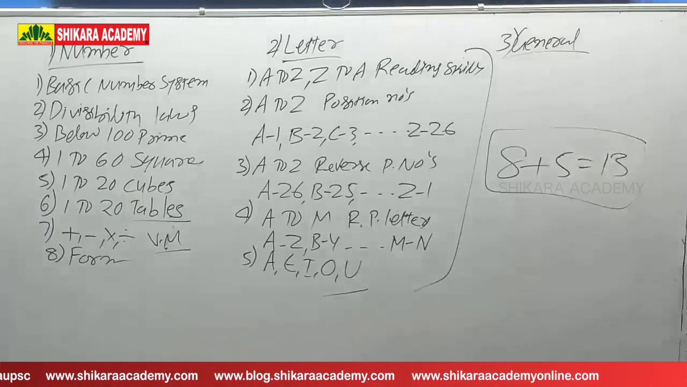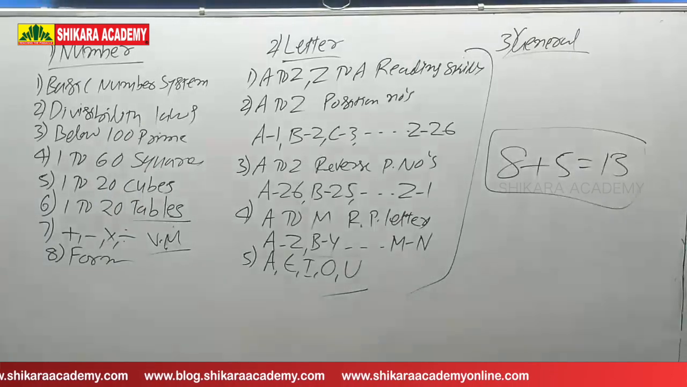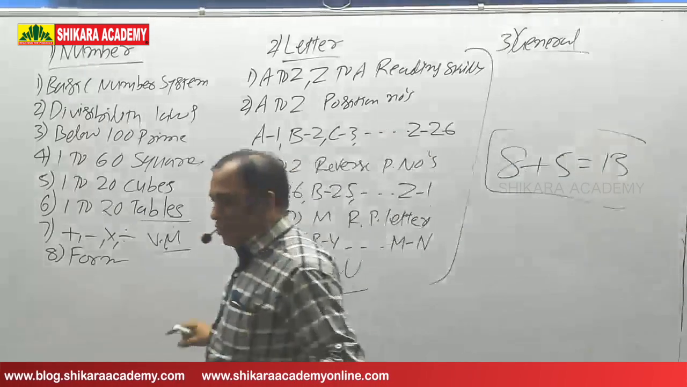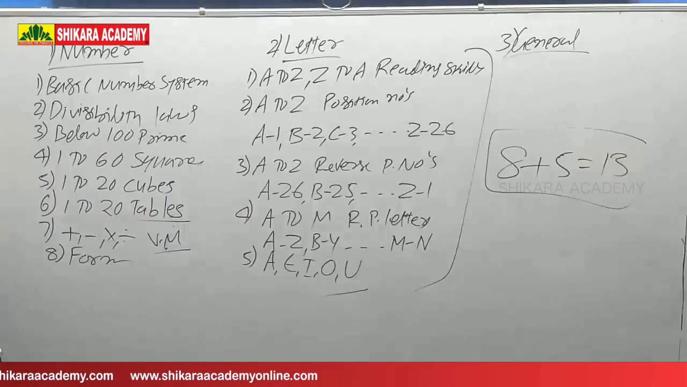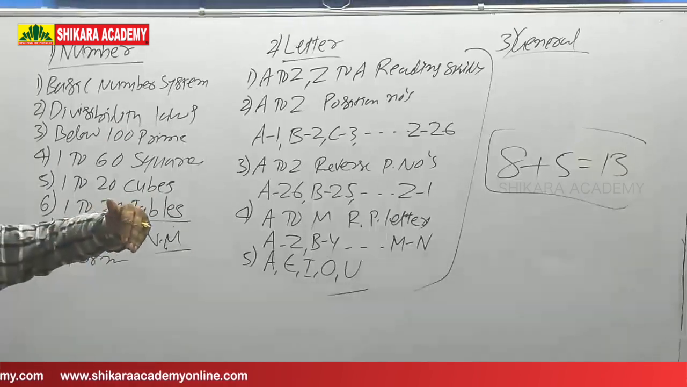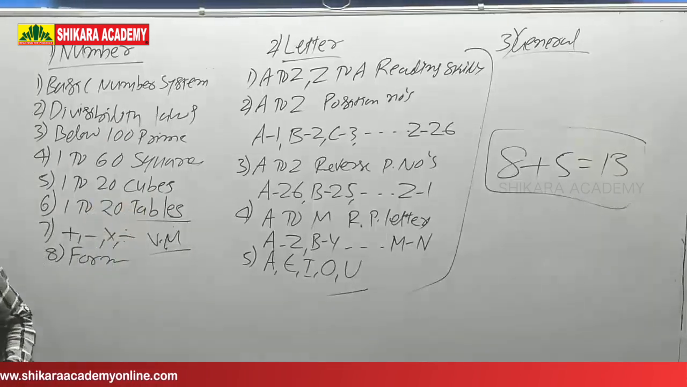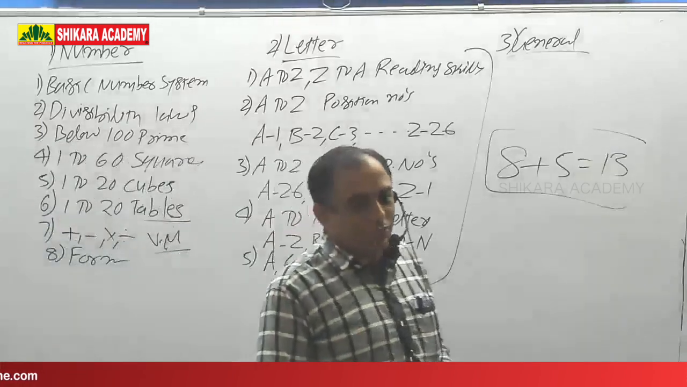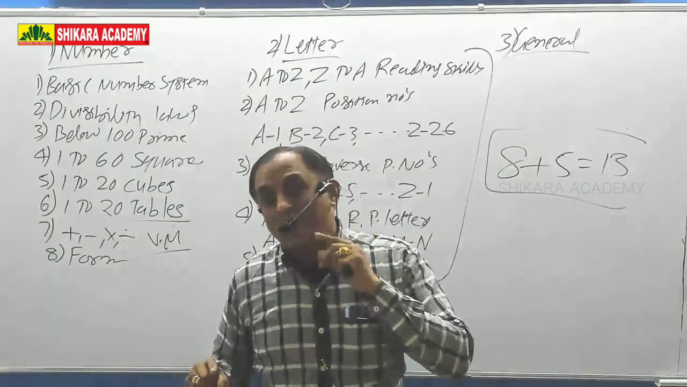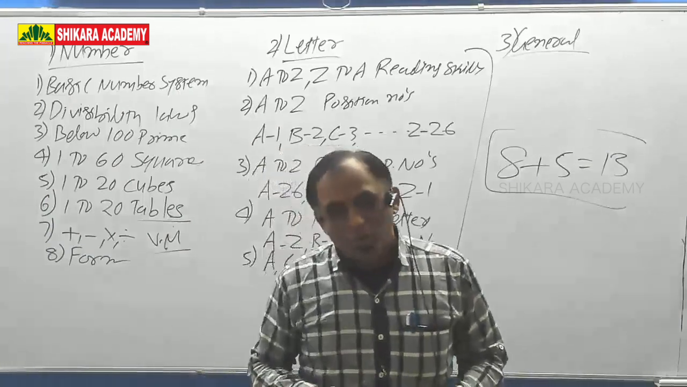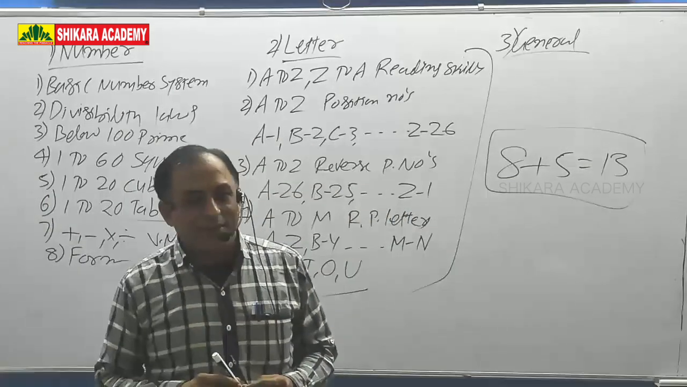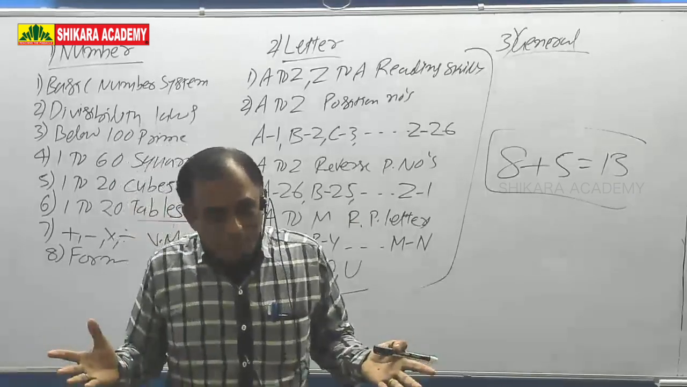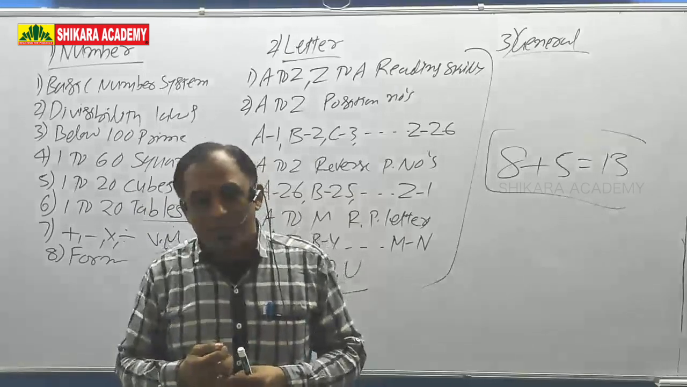First question: 1 to 20 and 50 to 60 squares. Already today we discussed the 50 to 60 squares. Once again, please practice. Second one, 1 to 10 cubes, please practice. Third one, 1 to 10 tables. If you know, good. Otherwise, once again, please practice.